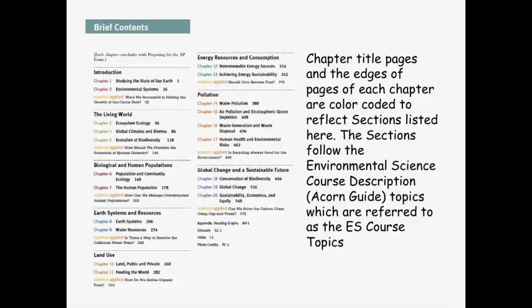So here's a brief contents of our book, and one of the things I want to point out to you is that each of our sections is the same as the Acorn book, Environmental Science Course Description topic. So the living world is one of the sections in the Acorn book, and biological and human populations is another, and so on. So we've organized our book in the same general sections as you see in the Acorn guide, and not only that, but the edges of our book are color-coded so that if the Earth System chapters are blue in the table of contents, you can look at the edge of the book and find where they are because they're colored blue. The physical pages of the hard copy book are color-coded to correspond to these.